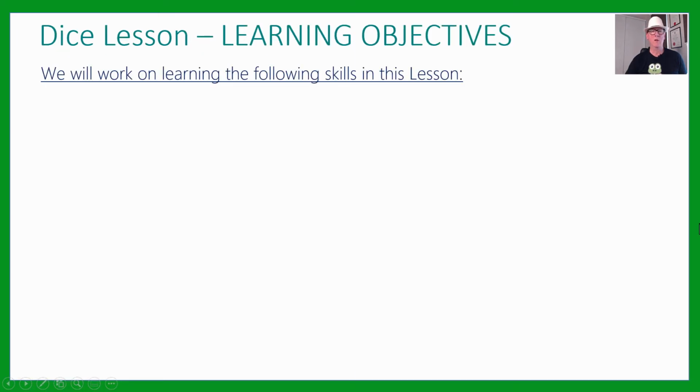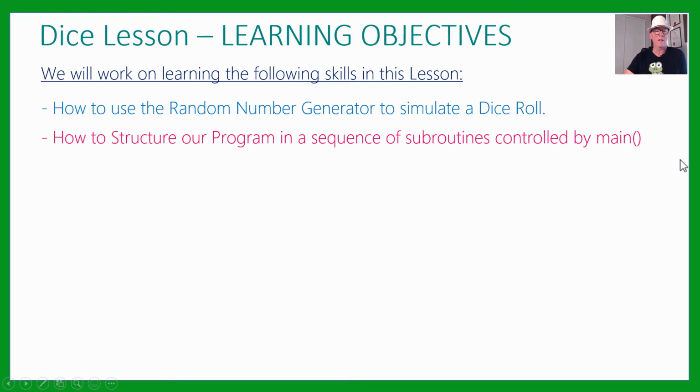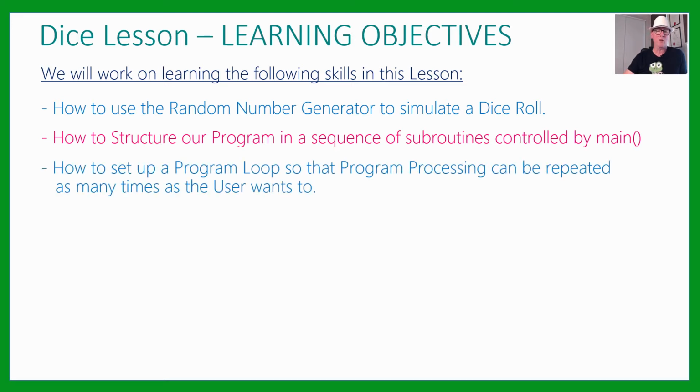Now the learning objectives. We're going to learn the following skills: how to use the random number generator to simulate a dice roll, which we've already used in previous programs, so that should not be too demanding; how to structure it into a sequence of subroutines, so we're going to have to use those def subroutines in these programs; and how to set up a program loop so that program processing can be repeated.